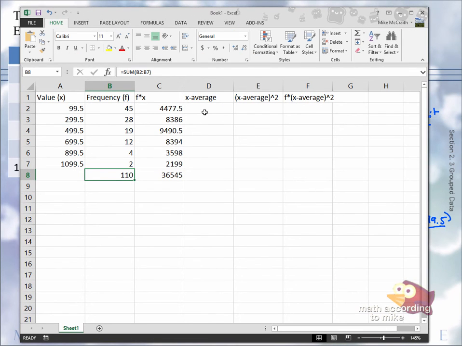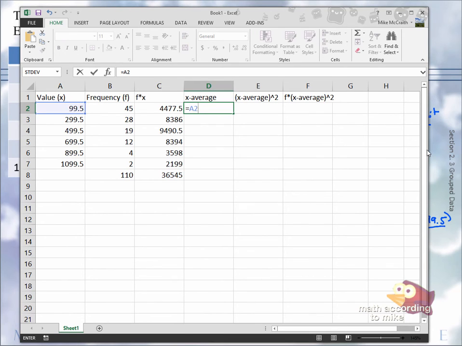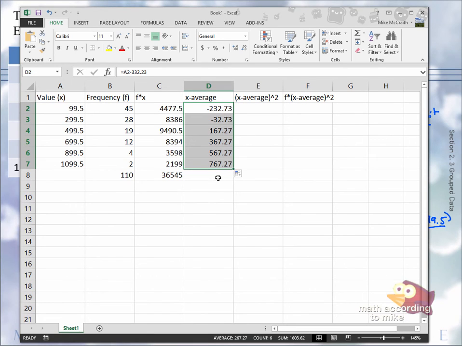So our first thing we're going to do is say x minus the average. So we're going to say the x value, which is A2, the very first one, minus that 332.23. So we'll say equals A2, and notice it highlights the cell, minus 332.23, and hit enter. Don't freak out that it's negative. It's going to be okay. Click back in that box, take that square, drag down. Don't go all the way down because we don't care about that last one.